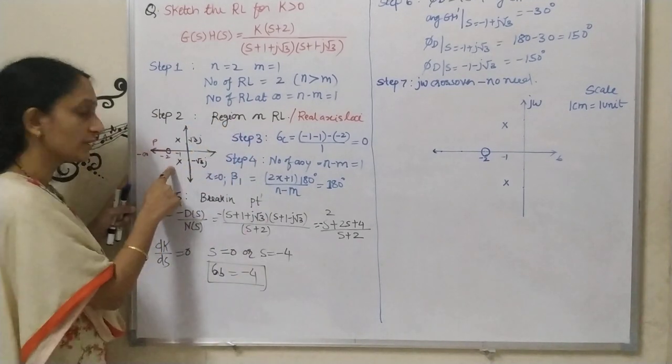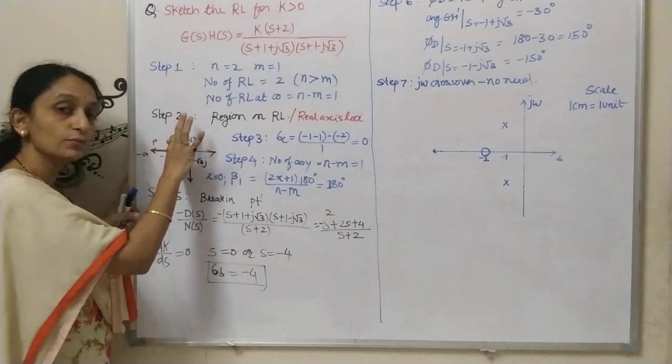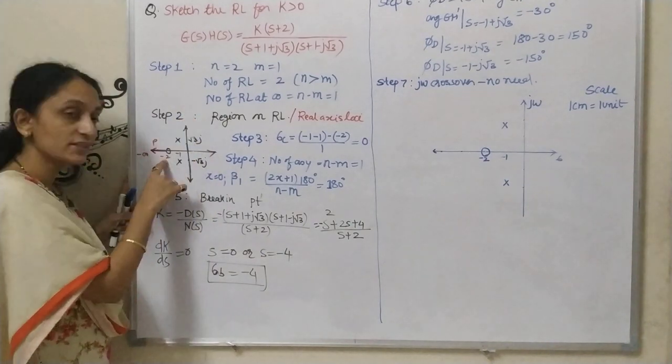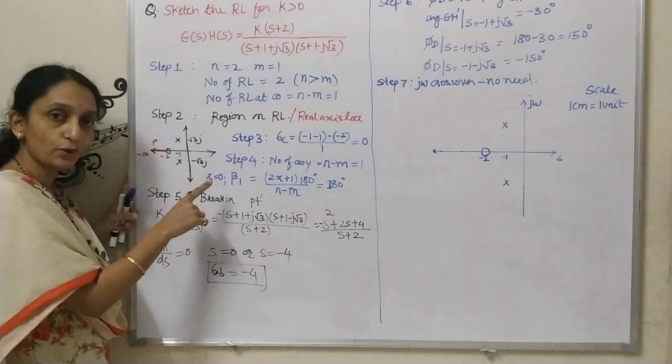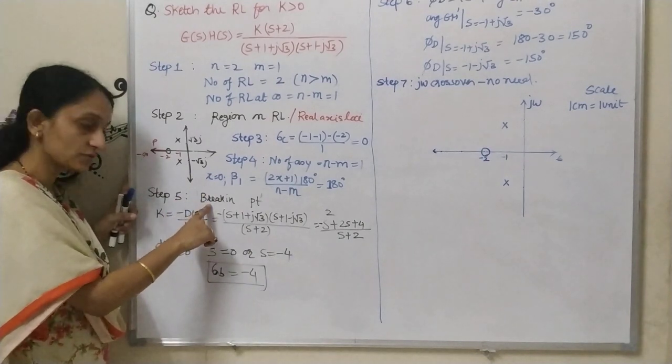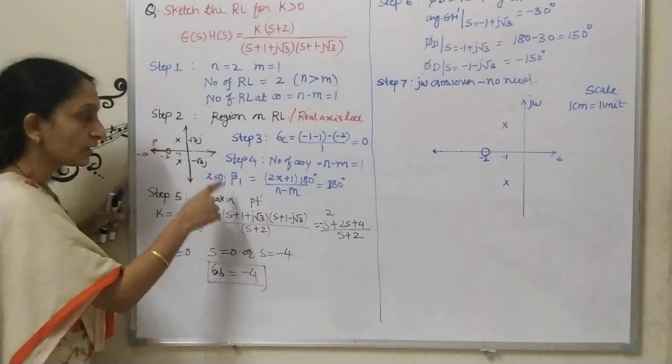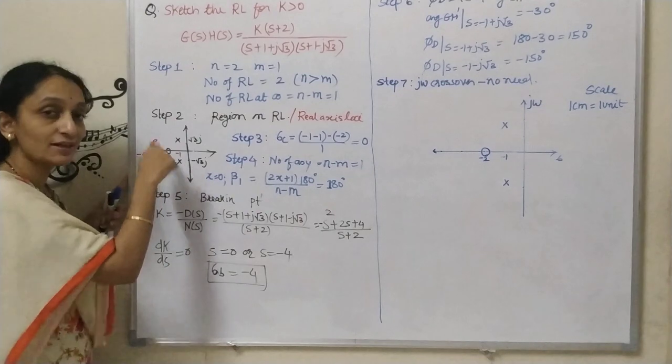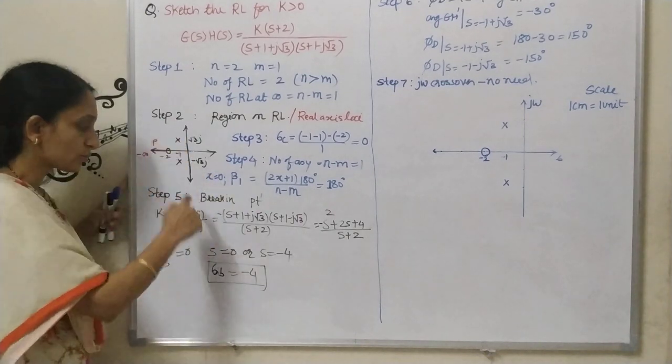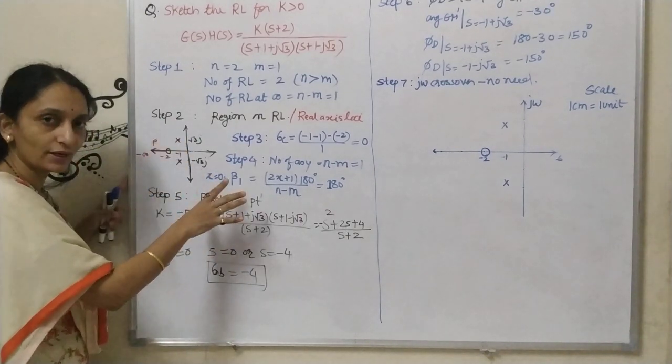But in this numerical, see the situation: two complex conjugate poles and one zero. So this is very important. Why have I written break-in point here? Because the root locus is entering the real axis, that is inward. So this is the break-in point. I hope you are getting it.